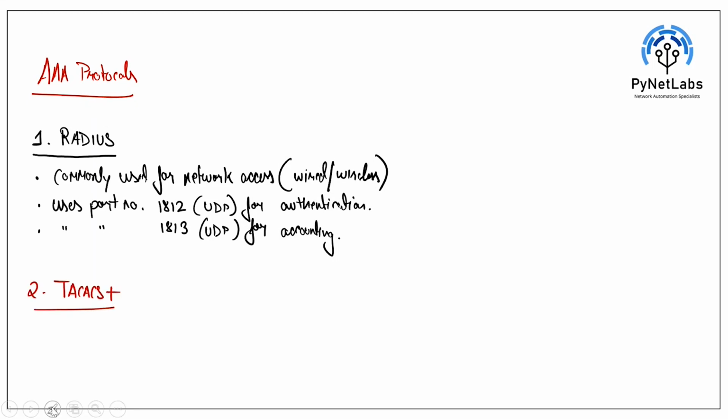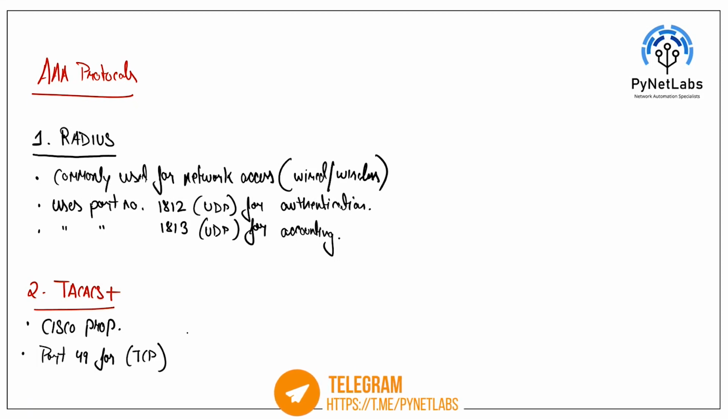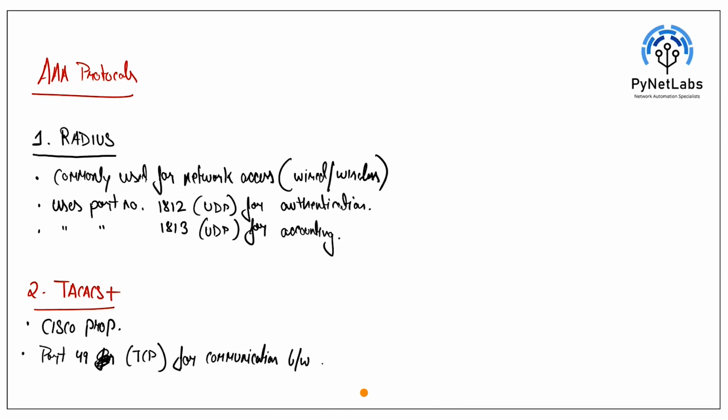So when we are discussing this TACACS server, this is a Cisco proprietary protocol and it uses port number 49. This port number 49 is a TCP port for communication between the client and server.